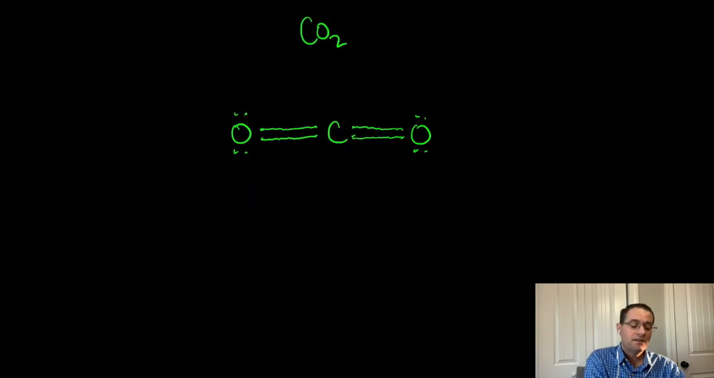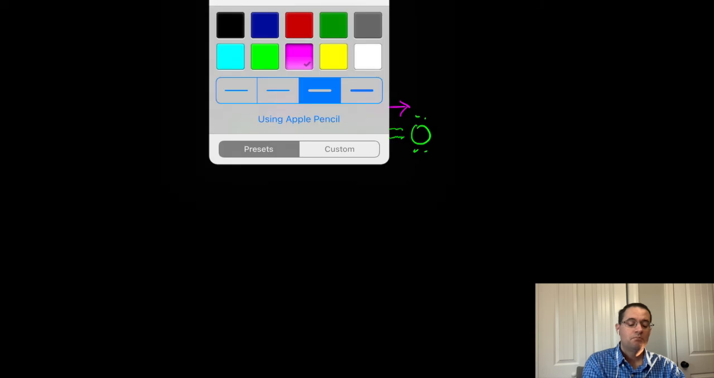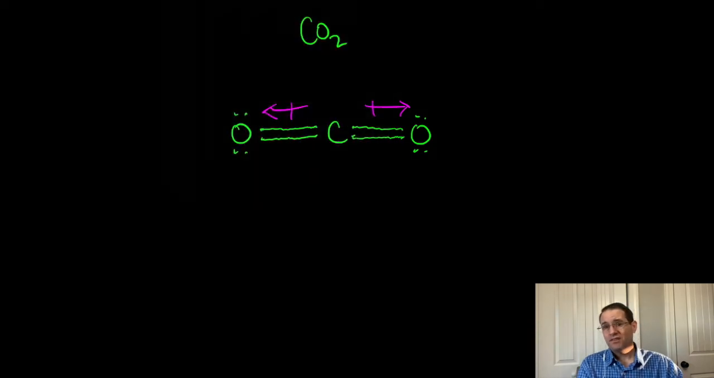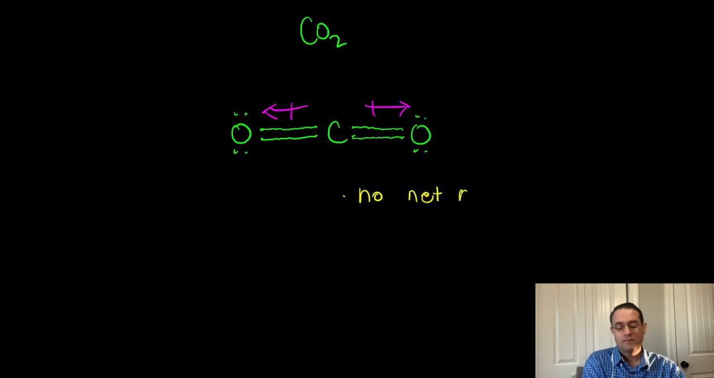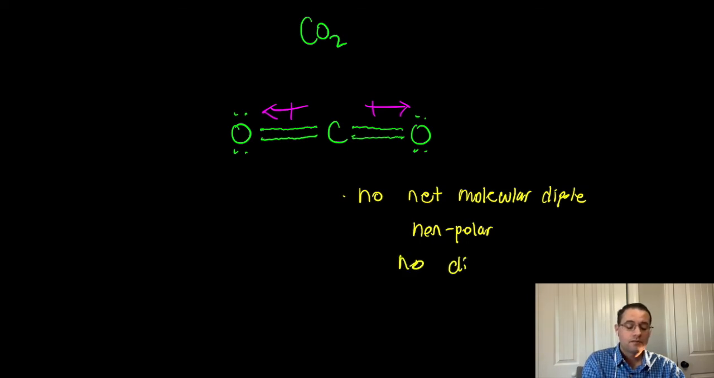Let's look at the individual bond dipoles. This carbon-oxygen bond is polar. This carbon-oxygen bond is polar. But if you add up those 2 as vectors, you can see that the net molecular dipole moment is 0. They cancel each other out. So we say that this molecule has no net molecular dipole moment, and therefore, it's nonpolar. And therefore, it's not going to exhibit dipole-dipole forces. This would be like a toy train without magnets on it. It just wouldn't stick to another toy train without magnets.